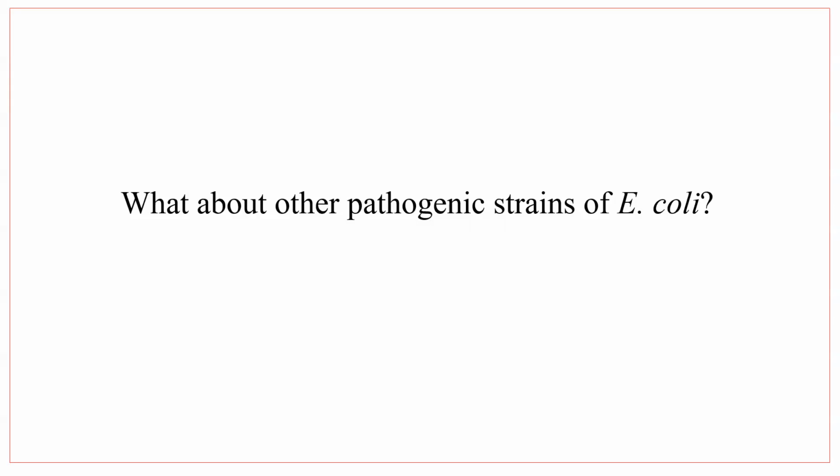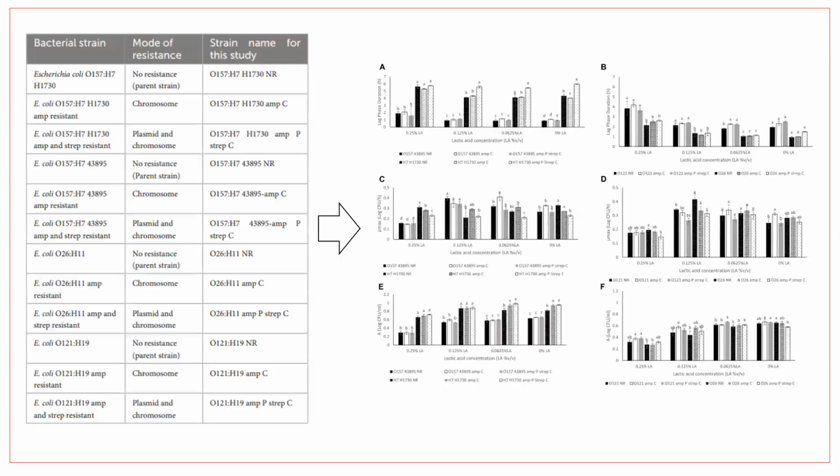But recently we've had other strains of E. coli that are pathogenic, and so we wanted to see if we could see the same phenomenon with these other strains. Strains like O26, O121, and O131 are all pathogenic strains of E. coli. But for the sake of this study, we used O157, O26, and O121. We developed the same sequence of antimicrobial resistance in these other strains, and we did essentially the same study.